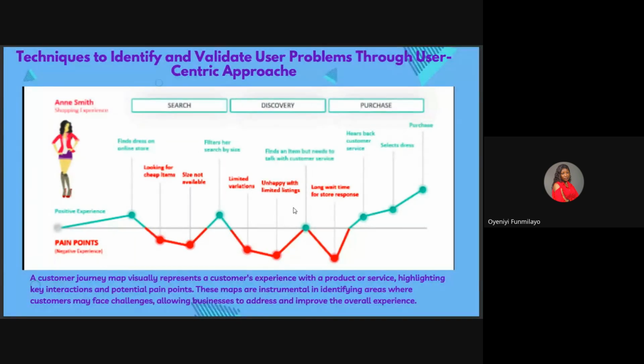Your product is not supposed to have negative and positive experiences. It's supposed to just go smoothly like that.